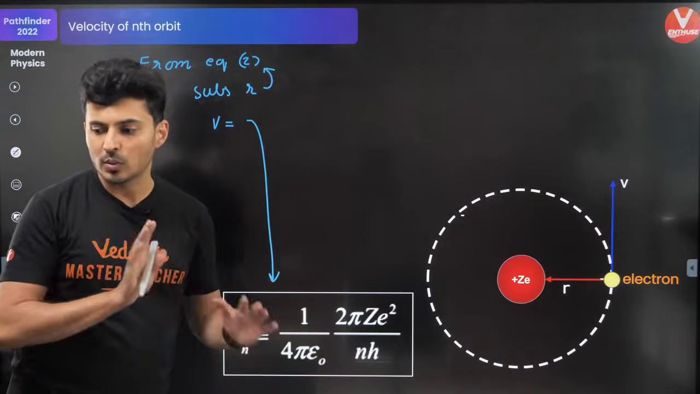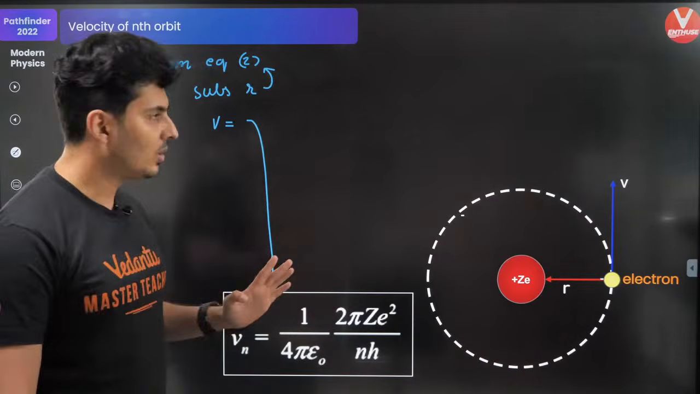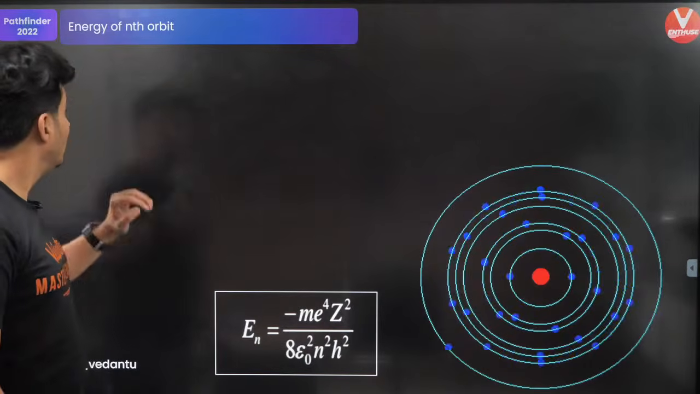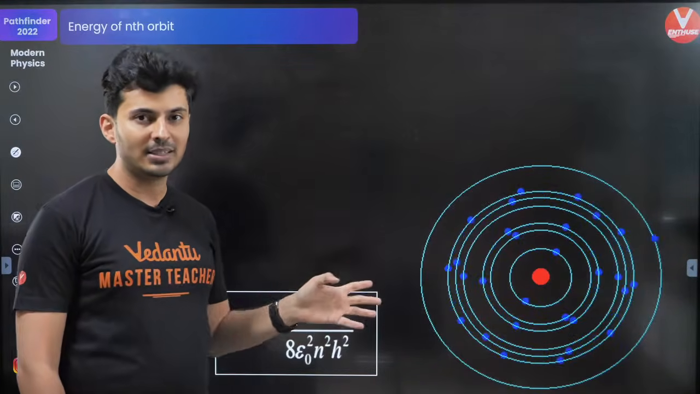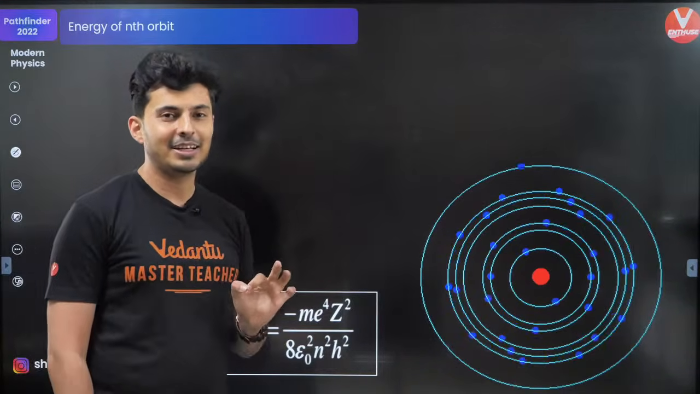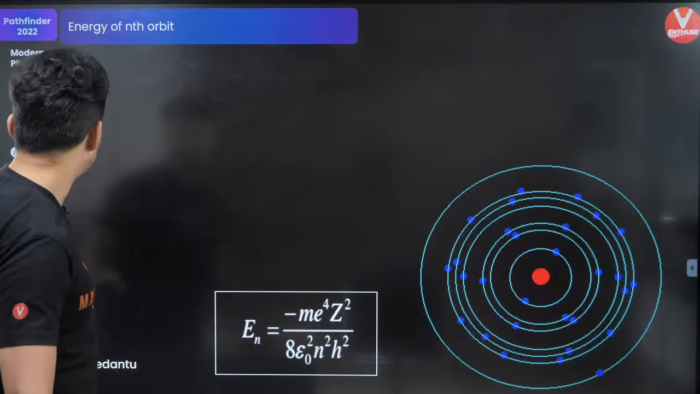I'll tell you that also, but just hold on for that. Next, energy. This is very, very important. A lot of students make a mistake over here, especially with the signs and that number 2. Very, very important. I'll tell you this.